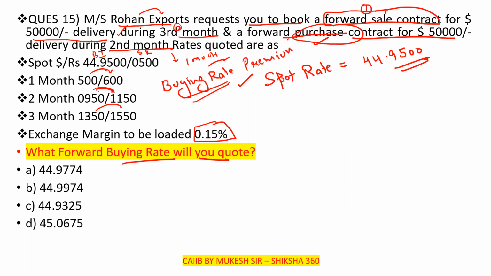If it is going to decrease, then we can say that we have to subtract that, or it is available at a discount. As it is going to increase, it is going to be a premium here. So, premium, so basically we have to add, for the first month.